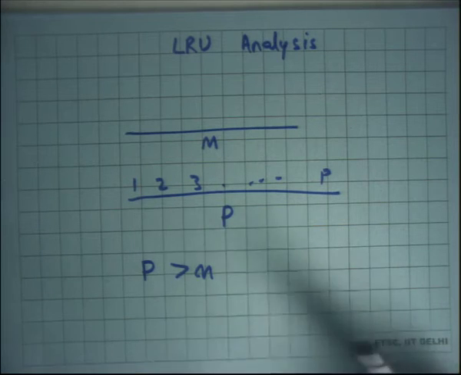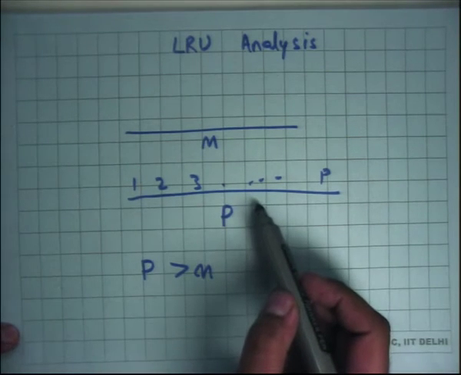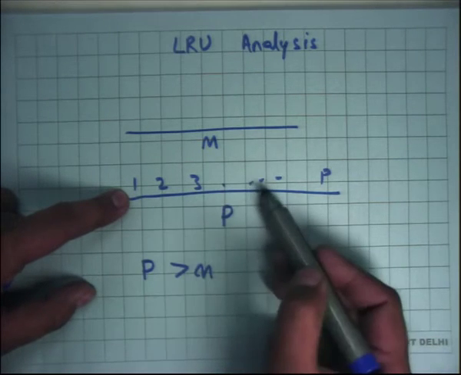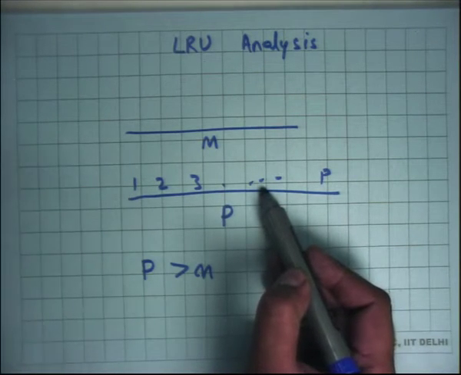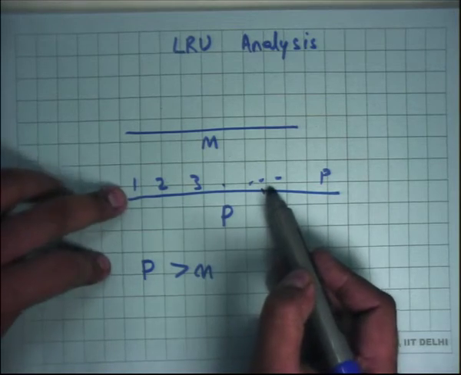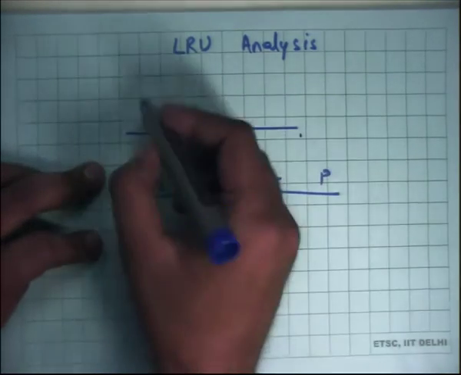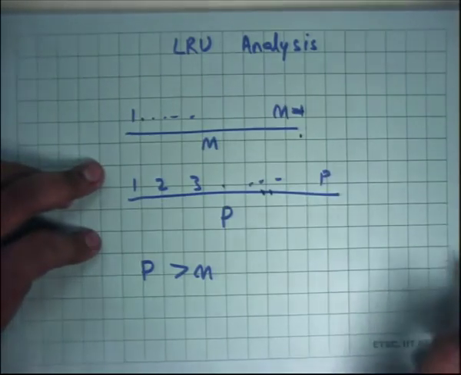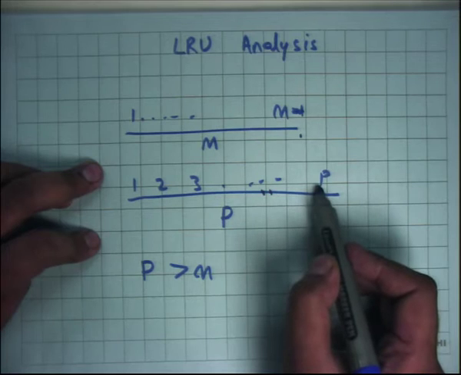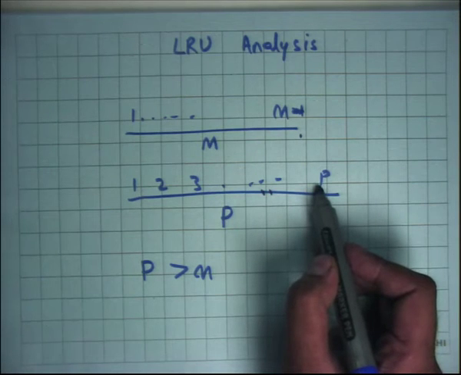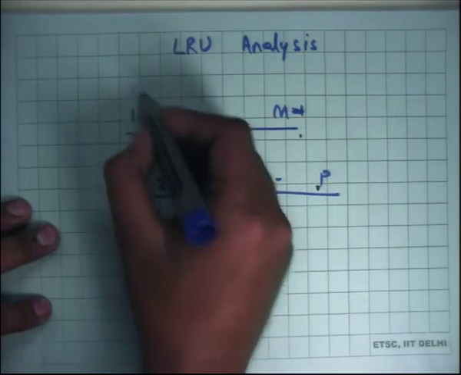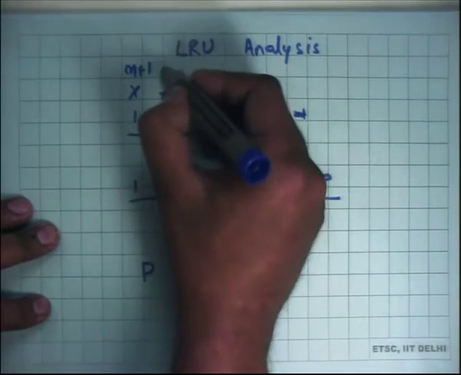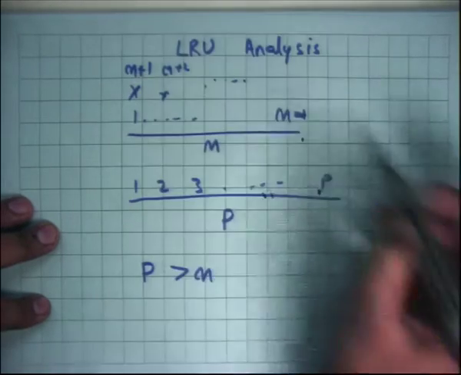Now in this case, let's see what happens with LRU. You access 1, 2, 3, 4, 5, 6 till M, all of them are misses in the first iteration, but all of them get into M. So your M basically becomes 1 to M. Then you access M plus 1, and which is the page that you replace? 1, right? So you replace 1 and put M plus 1 here, and you replace 2 and put M plus 2 here, and so on.